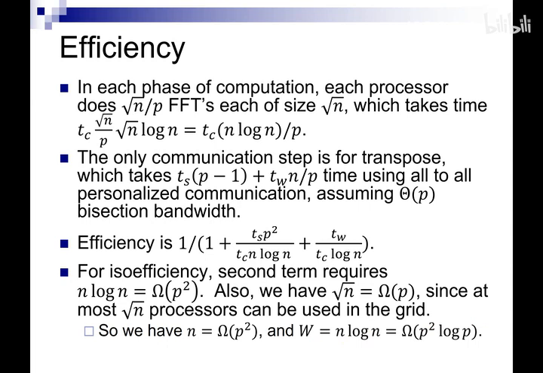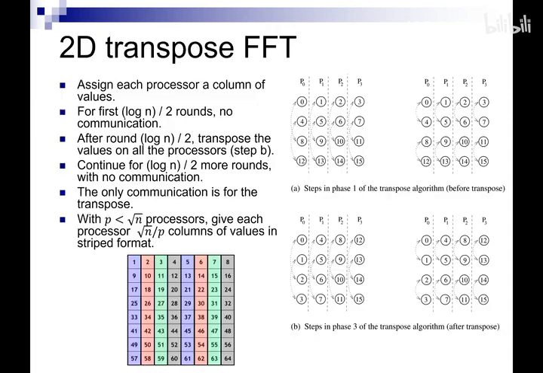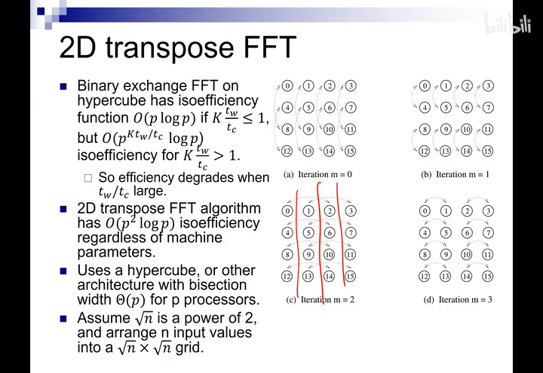So this basically says that with this transpose algorithm, in most scenarios it will be better than the binary exchange algorithm, unless you can achieve very fast communication. If this t_w here is very small, then the binary exchange is actually going to be more scalable than the 2D transpose. So that's all we have for this lecture. I'll talk to you guys next time.